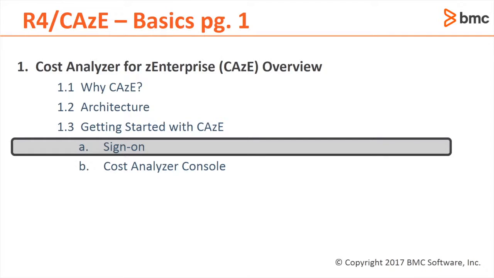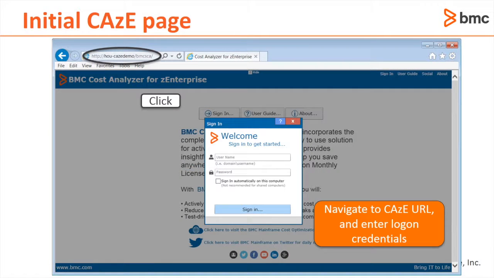Once the Cost Analyzer components have been implemented, it's time to access the solution. The first step is signing on. Use a web browser of your choice to access CAzE. Navigate to the CAzE URL that was created during installation. The URL address is the host server where CAzE is installed. When the splash dialog is displayed, click the Sign On icon to enter the appropriate credentials.